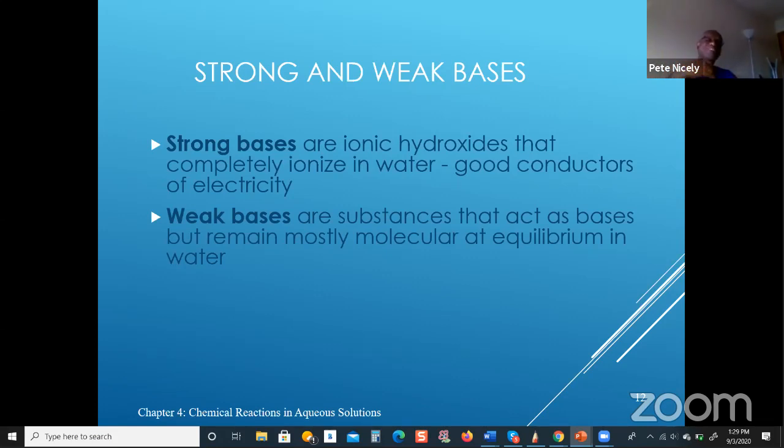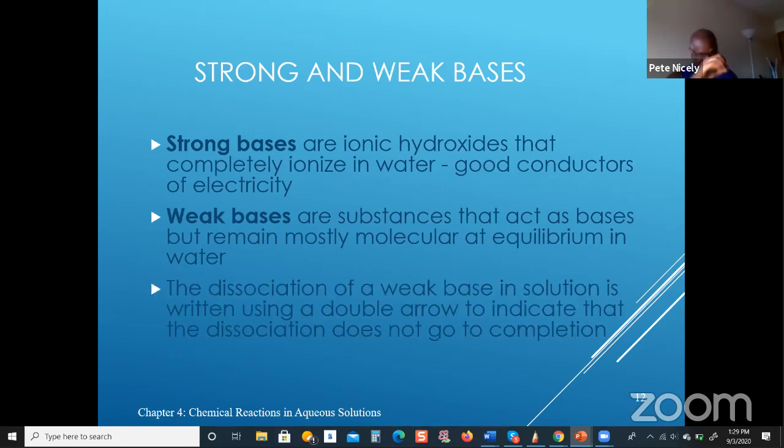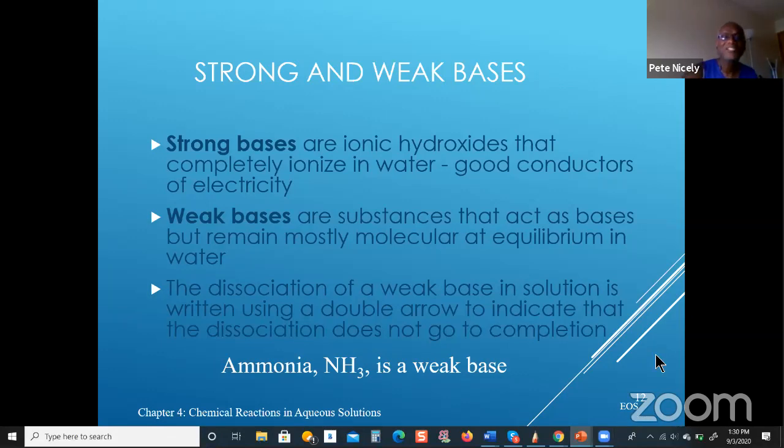Weak bases, of course, undergo partial dissociation to form hydroxide ions. The most common weak base one can point to as an example is ammonia. Let me show you how ammonia, in fact, let me see. Do I have that equation? No, I don't. Okay, so let me go here again.